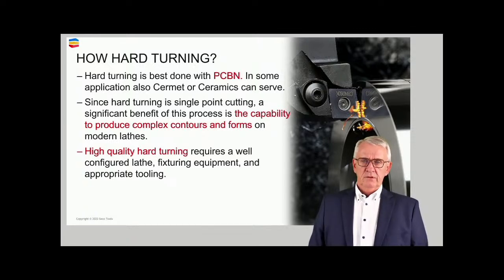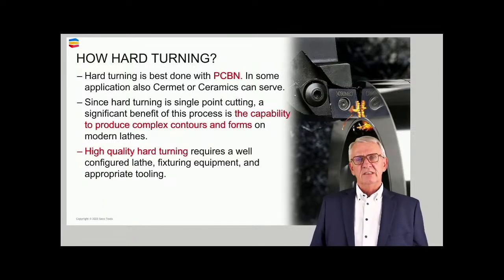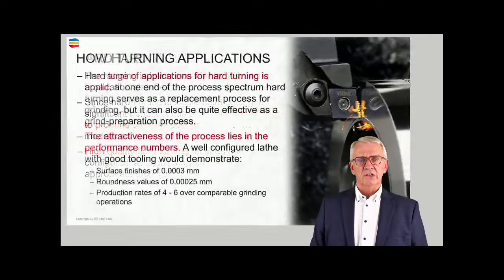To do hard turning successfully, you need quality equipment. You need lathes which are, I would nearly dare to say, designated for the process. The fixturing equipment is very important. If I look at lathes and fixturing equipment, it's the stability of the process, the stability of the equipment during machining, which is for me crucial. And of course, tooling, the cutting edge itself, needs to have the correct properties to be capable of machining in those harder materials.